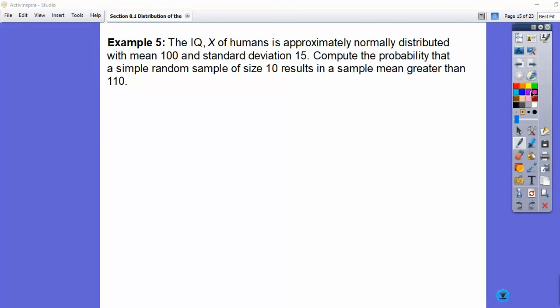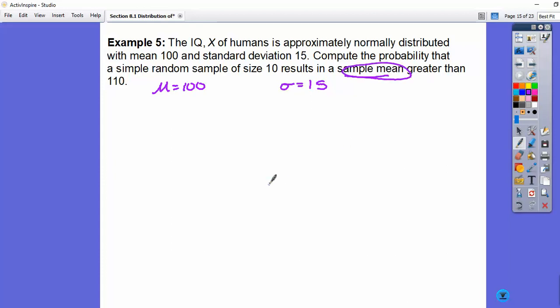If we look at this one, the IQ of humans is approximately normally distributed with a mean of 100 and standard deviation of 15. Compute the probability that a simple random sample of size 10 results in a sample mean greater than 110.